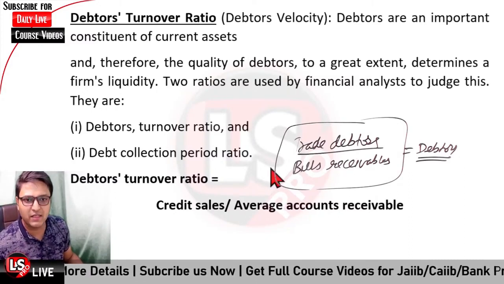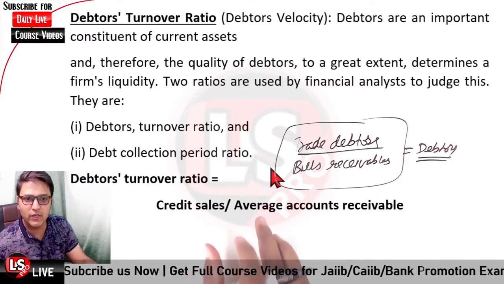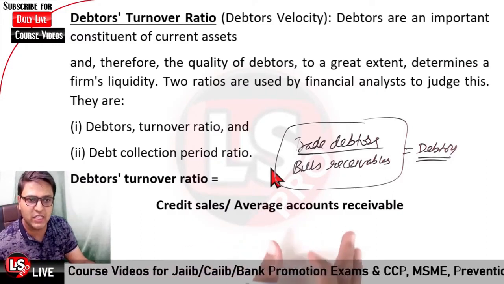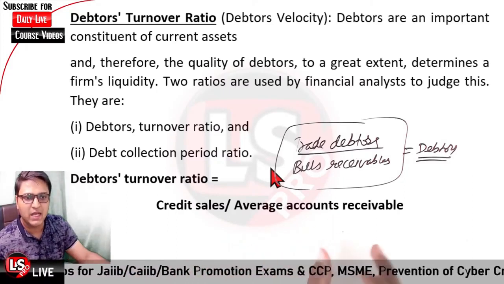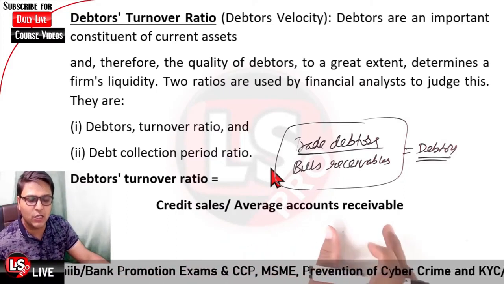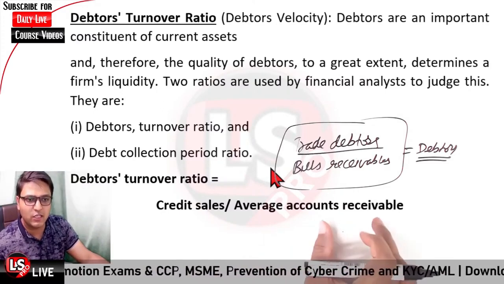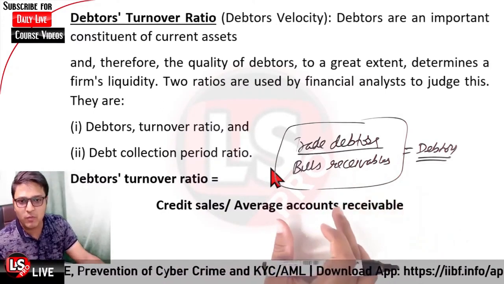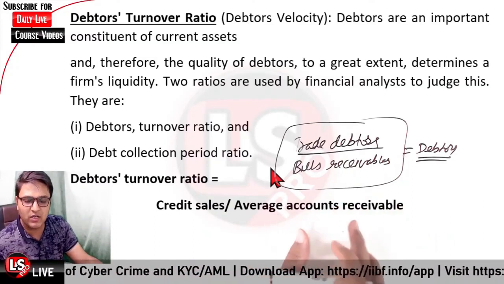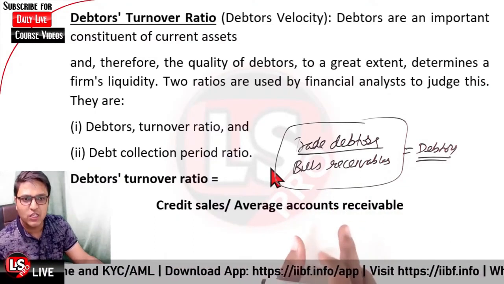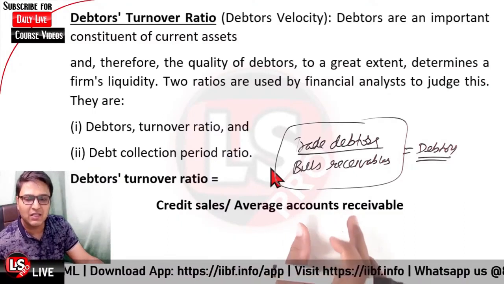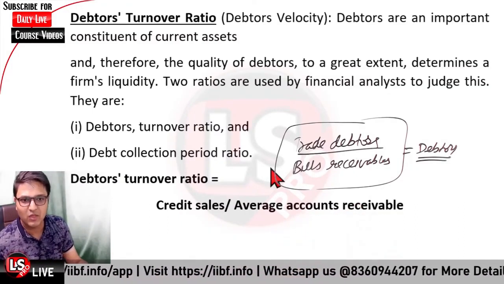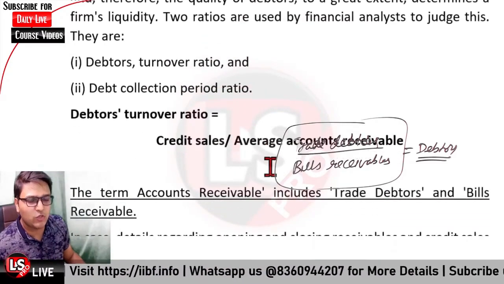Okay, so that is basically the case. In the case of the debtor turnover ratio, you have the credit sales divided by the average account receivables, and these account receivables include both trade debtors and bills receivables. If you are not provided with the opening and closing account receivables, you will simply consider account receivables as the denominator. Are you getting the point? So that is how you can calculate it.